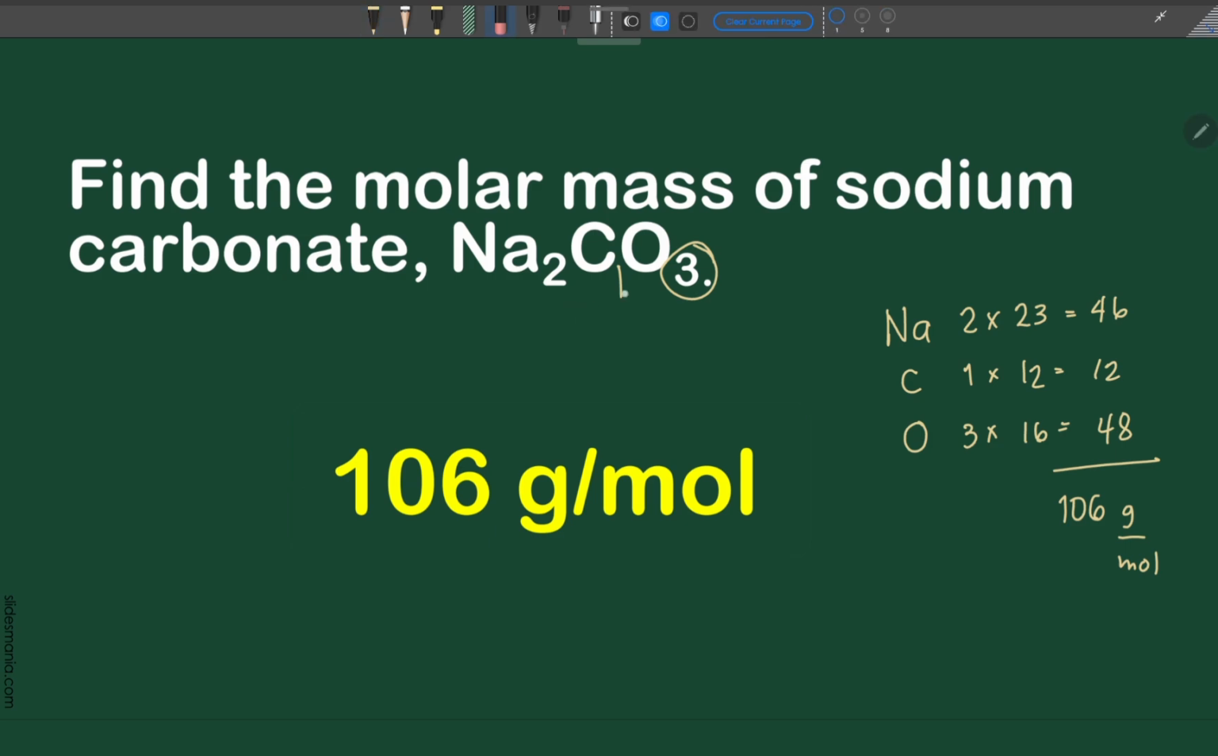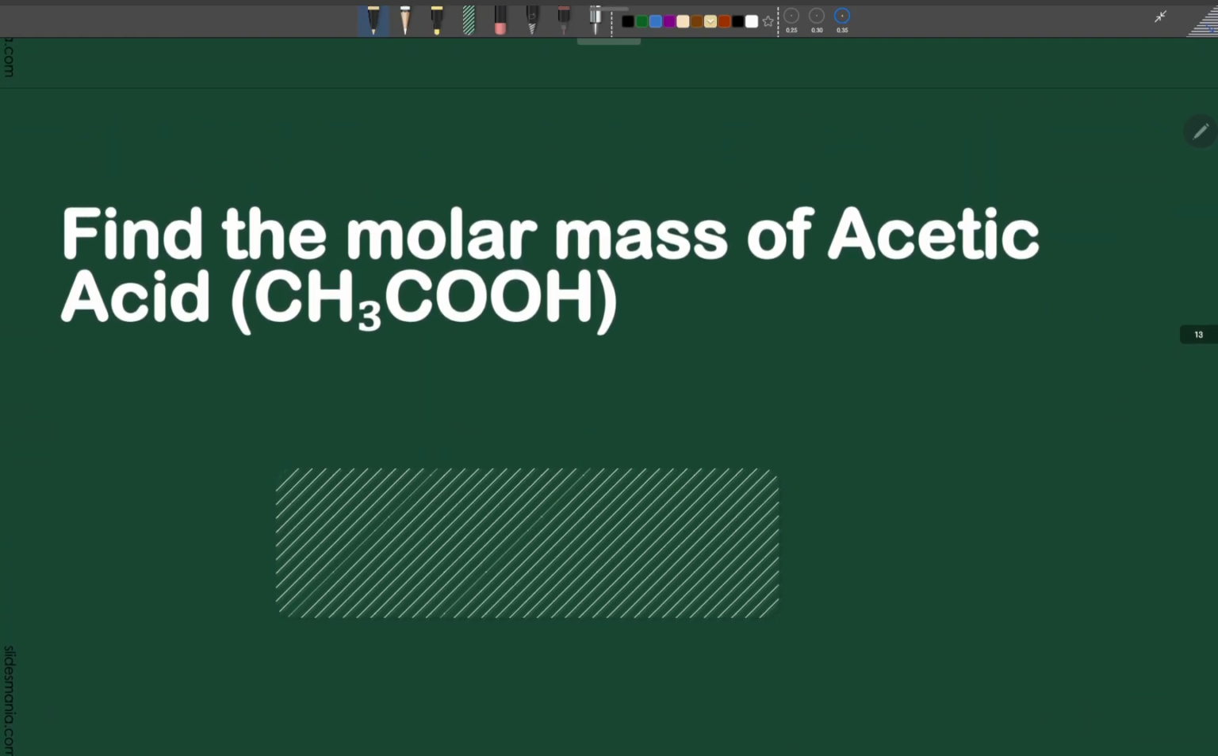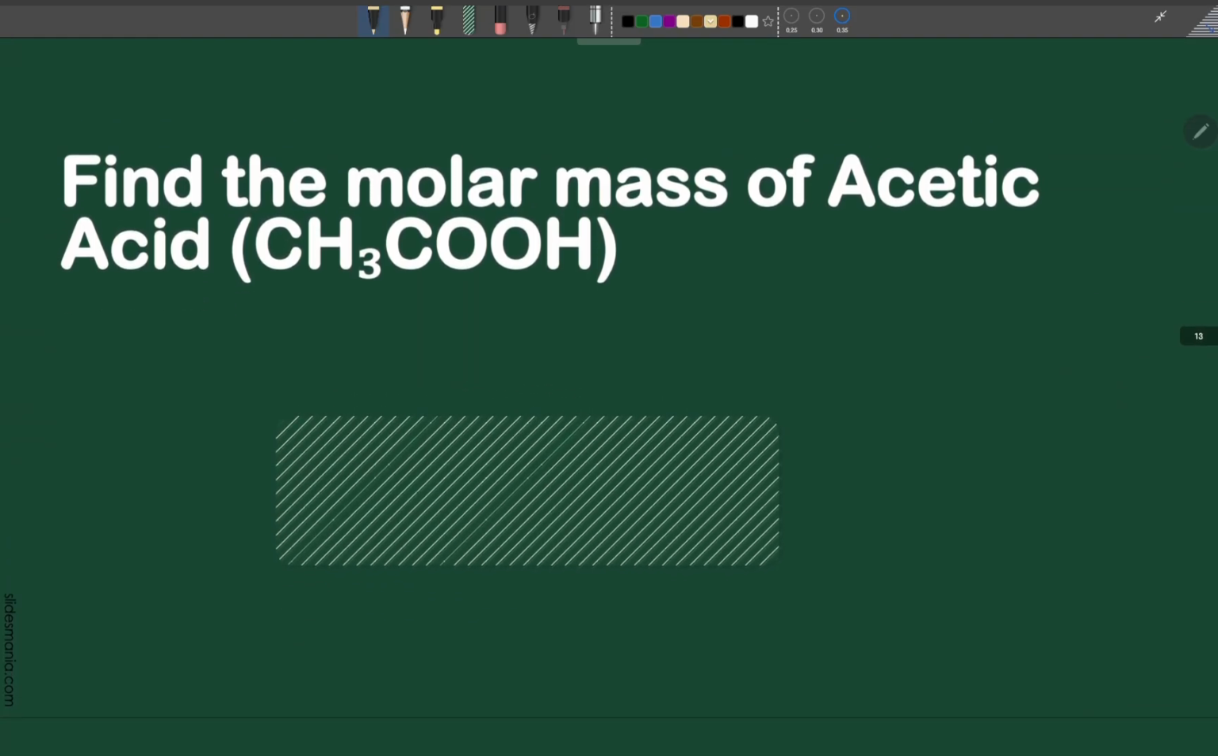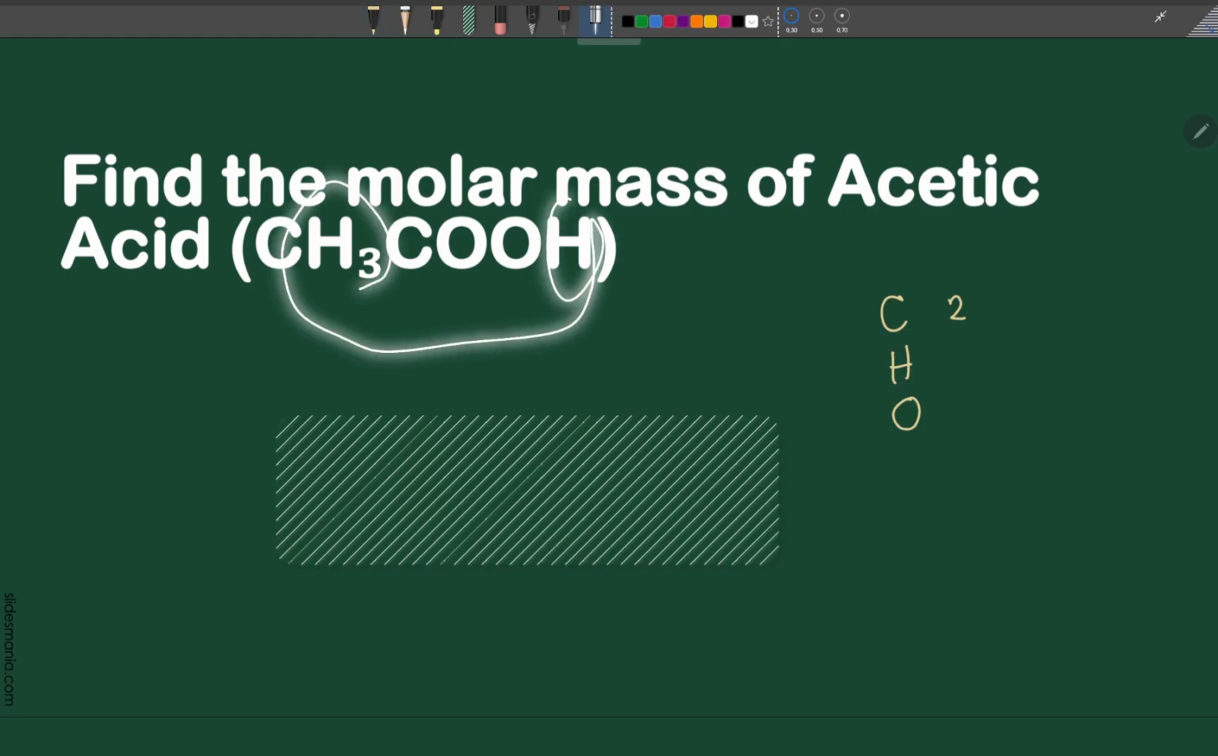Okay, next. Let's try this. Find the molar mass of acetic acid. So in case the elements appear more than once, then you just count them also. So we have C, H, O. For carbon, we have 2. This is 1 and then 1. For hydrogen, we have 1 plus 3, so that's 4. And then for oxygen, we have 2.